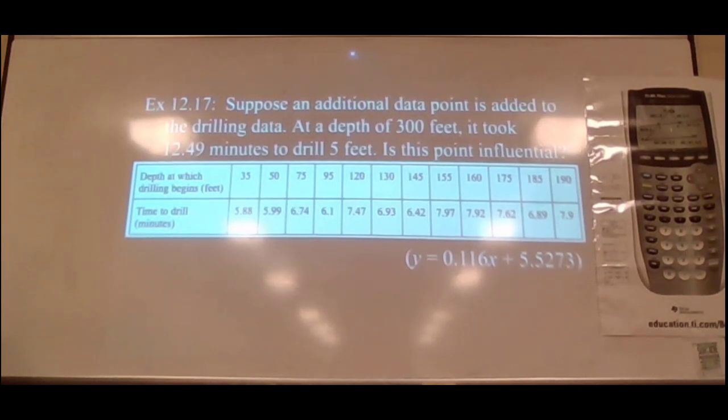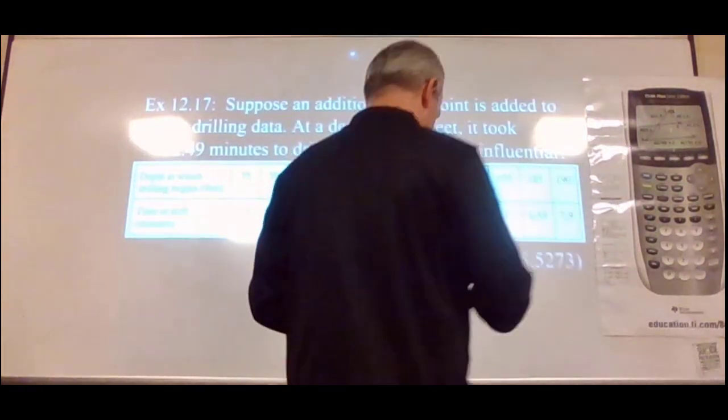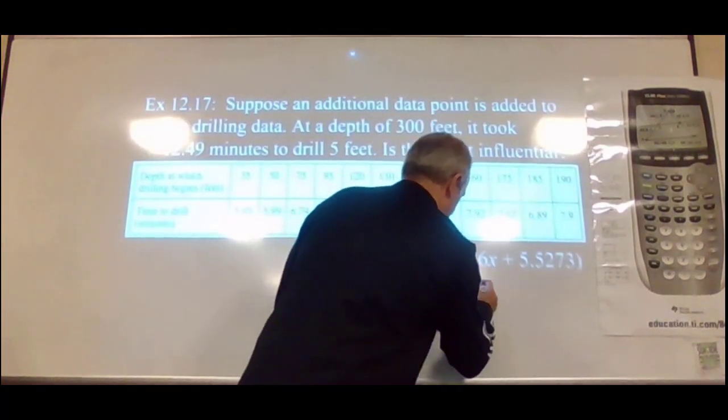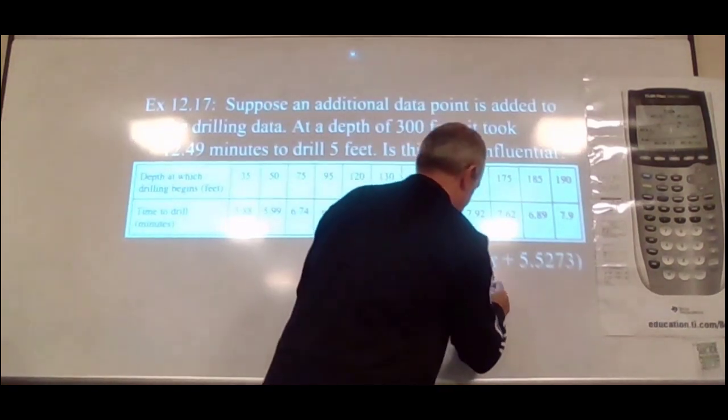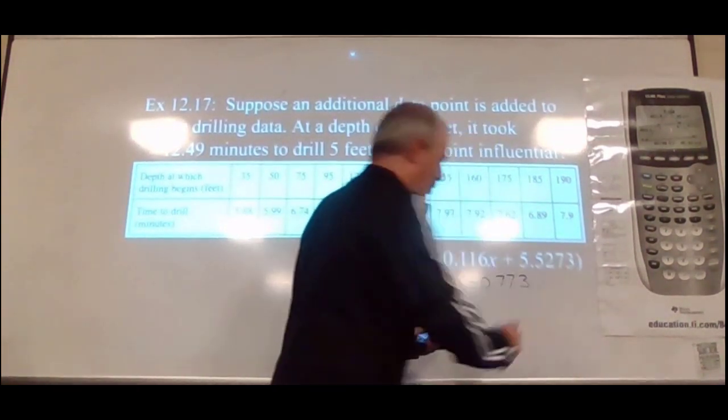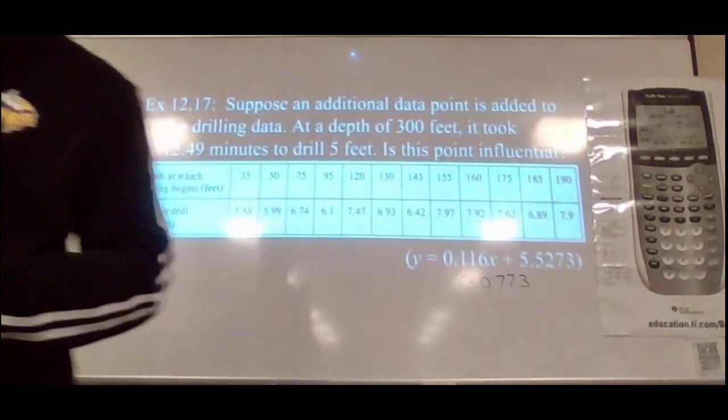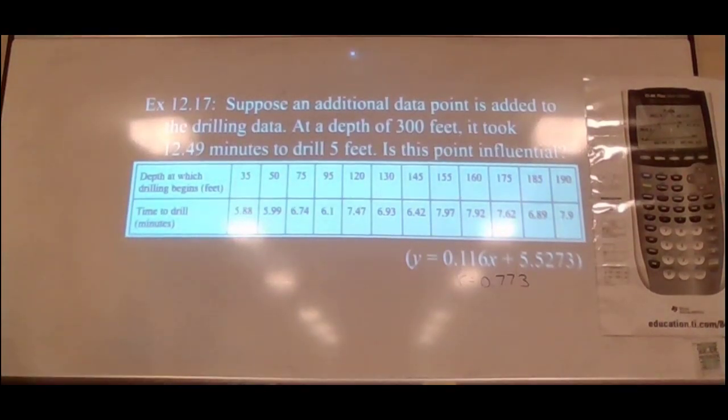And then we're going to do the same thing. We're going to find a new regression equation and see what happens. Second, quit. I'm going to write down my correlation coefficients here so that I've got those written down. So the R value here on this one is 0.773. So it wasn't a great fit already, but that's what we had for the correlation coefficient.